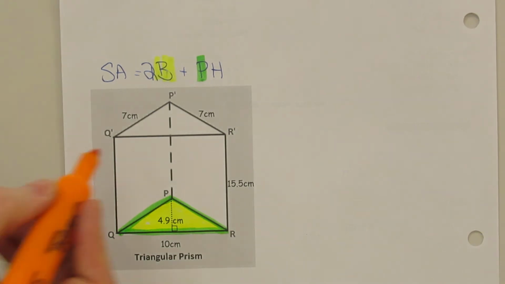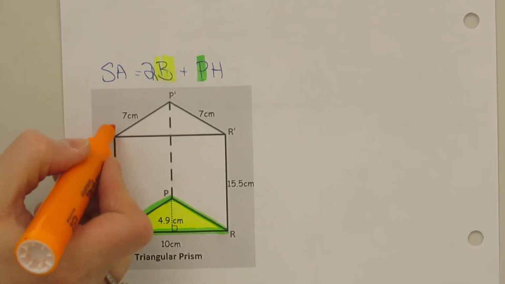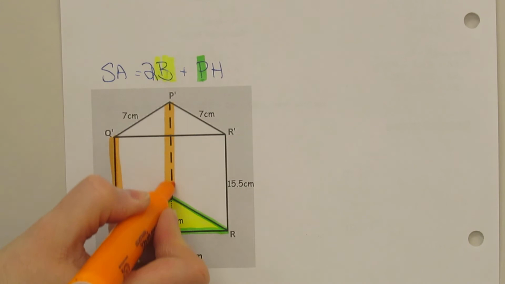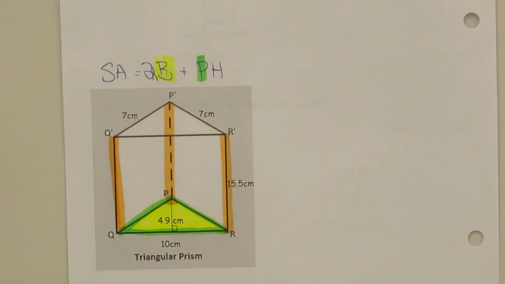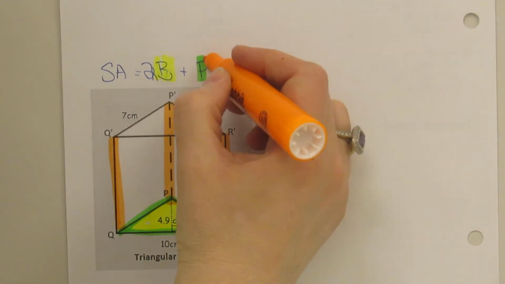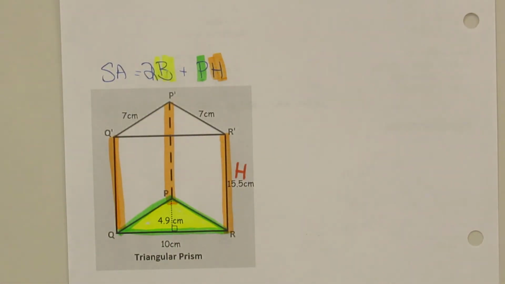And then my height, which connects the triangles. So I can go top to bottom on this one. There's a triangle on the top and a triangle on the bottom. So the height is 15.5. That's the overall height of the prism right there. So we've got our highlighting in place. Once we've got our highlighting in place, we'd want to start solving for those 3 pieces of information.